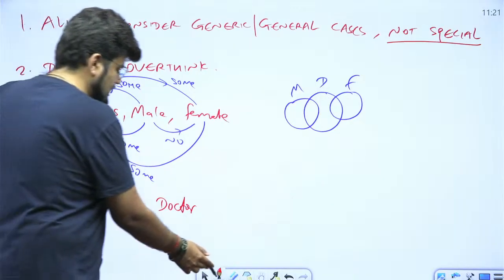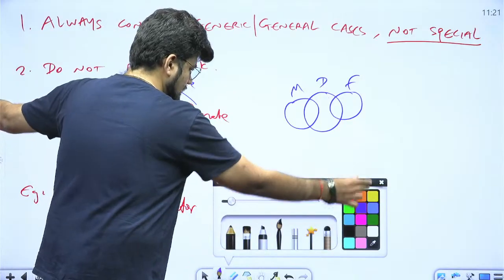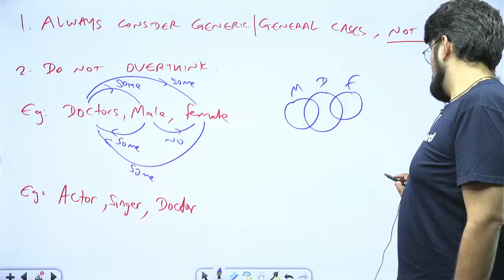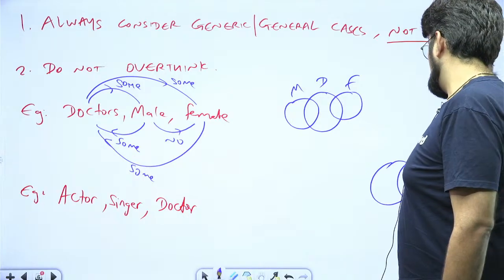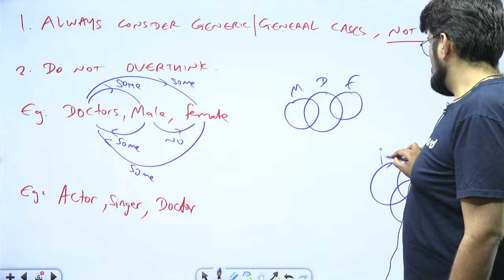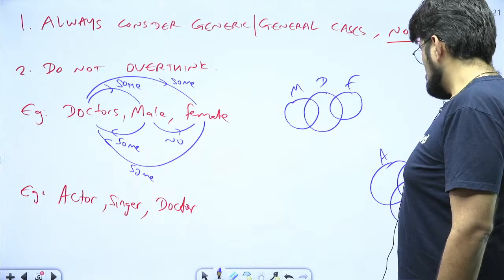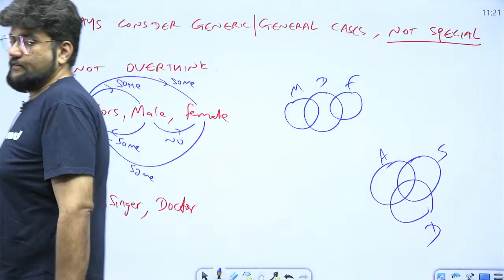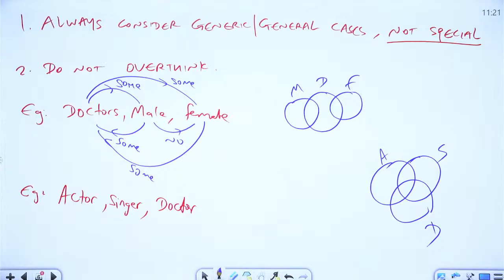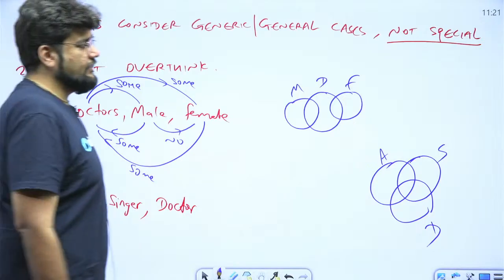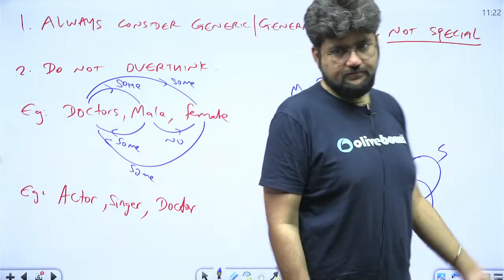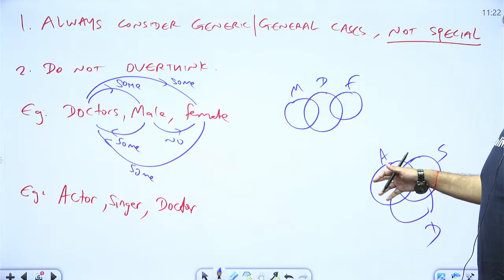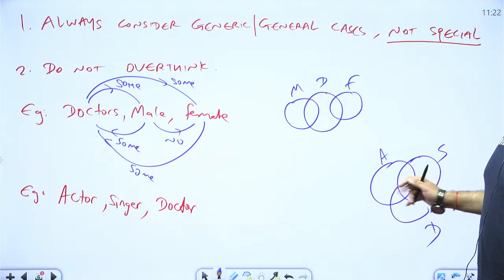Now, without showing the relationship, I will first plot the Venn diagram and I'll tell you what most of the students feel is right. So they will say actor, singer, doctor. This is the most common representation given by students for this particular Venn diagram. They say that some actors can be singers, some singers can be doctors, some doctors can be actors, and some people can be all three of them.